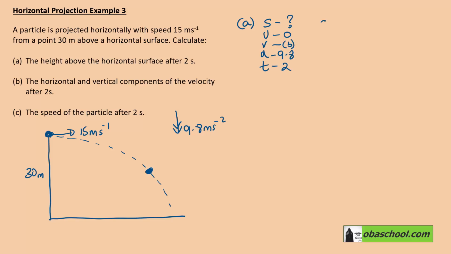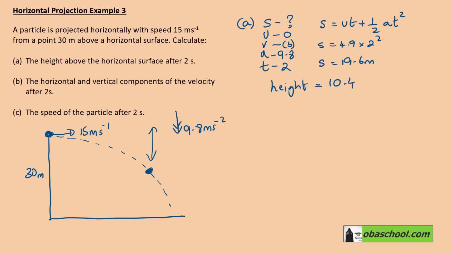So for this part of the question, we're going to use s equals ut plus a half at squared. So this part's going to be 0 because of the u being 0. Half of 9.8 is 4.9 times 2 squared. And so 4.9 times 4 is 19.6 meters. So if it's travelled downwards 19.6, 30 take away 19.6 is 10.4. So the height is going to be 10.4 meters.